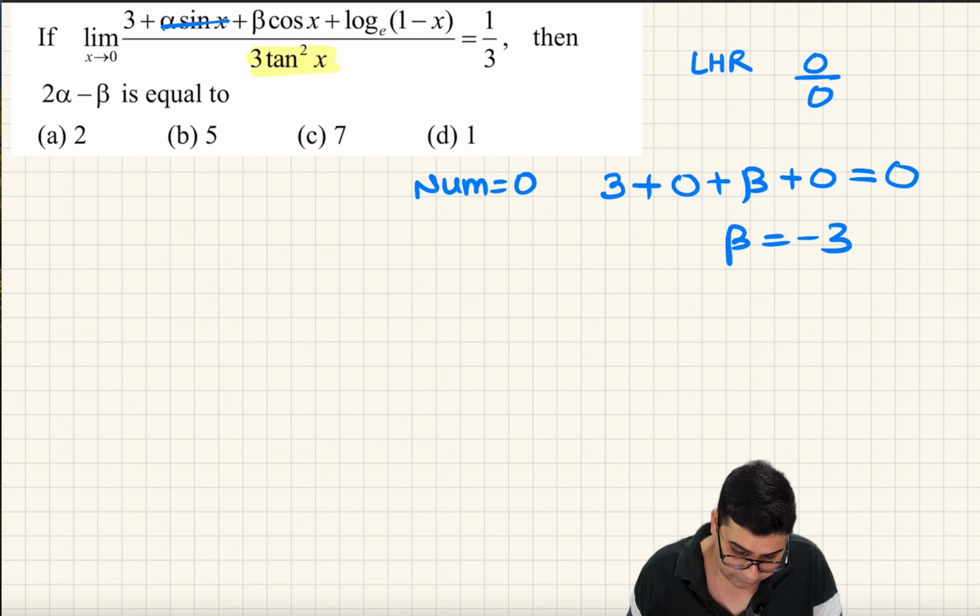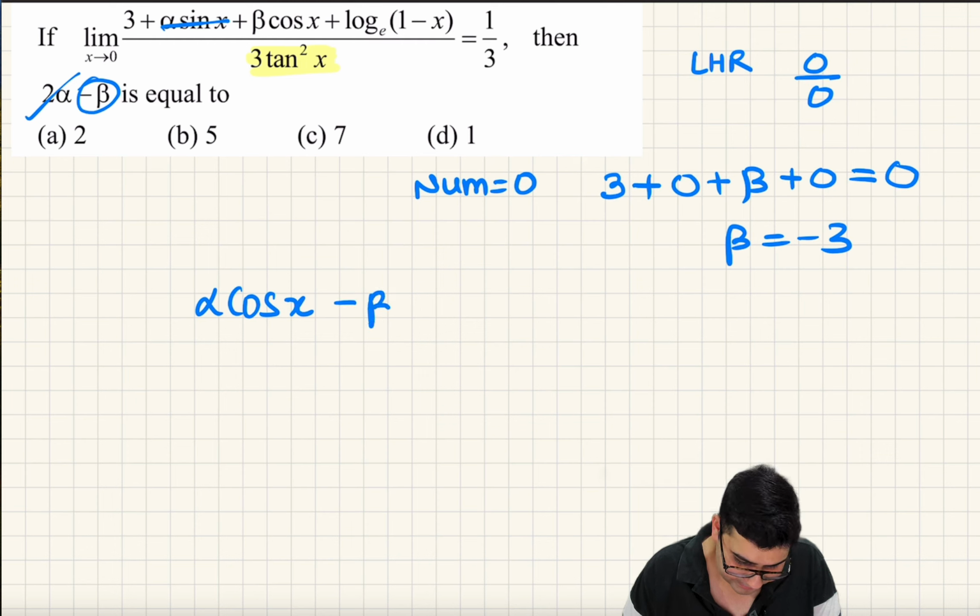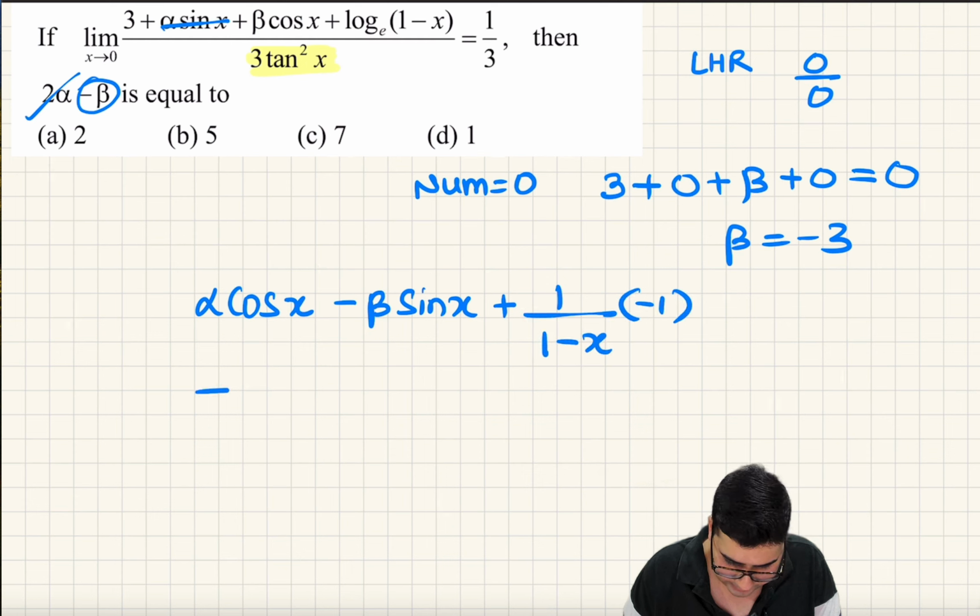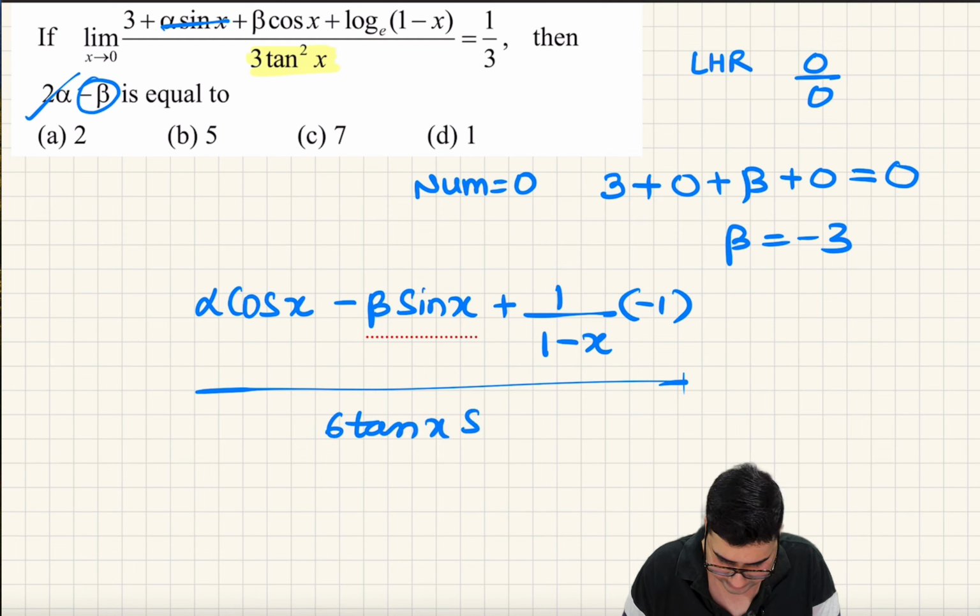Now, as I know the form is 0 by 0, I have got one value, I need the other value, I must apply LHR, and I'll get this as alpha cos x minus beta sin x, and I must apply the log u property, so 1 upon 1 minus x into minus 1, and denominator is then still 6 tan x into sec square x, and it's clear that this term again is going to be 0. That's why the denominator is 0. Numerator once again has to be 0 to follow the 0 by 0 pattern.